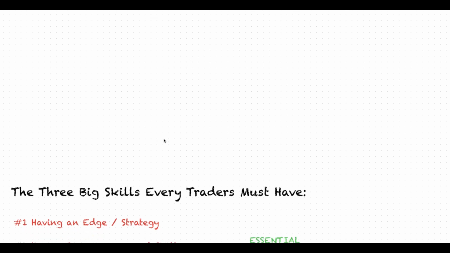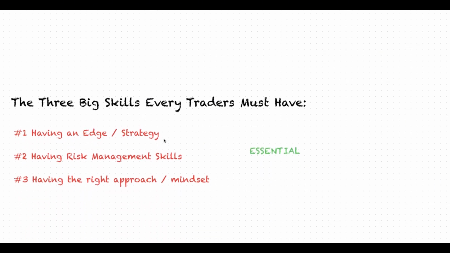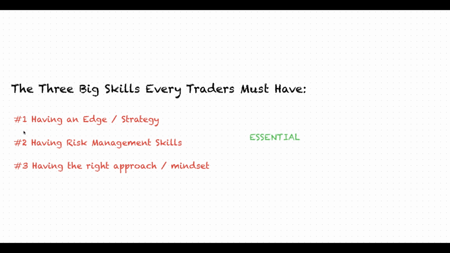So now that we went over the model and the very specific steps of it, let's actually go into the most important part of this lecture, which is knowing the three big skills that every trader must have. The first point is having an edge, a strategy, which we just went over. The second point is having risk management skills. And the third point is having the right approach or the right mindset to trading. If you want to make consistent money in the markets, you have to have the right psychology, the right mindset.